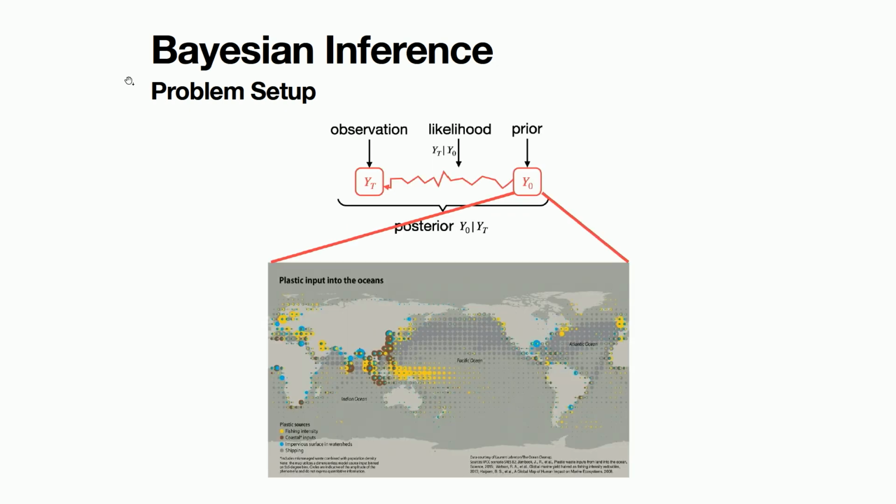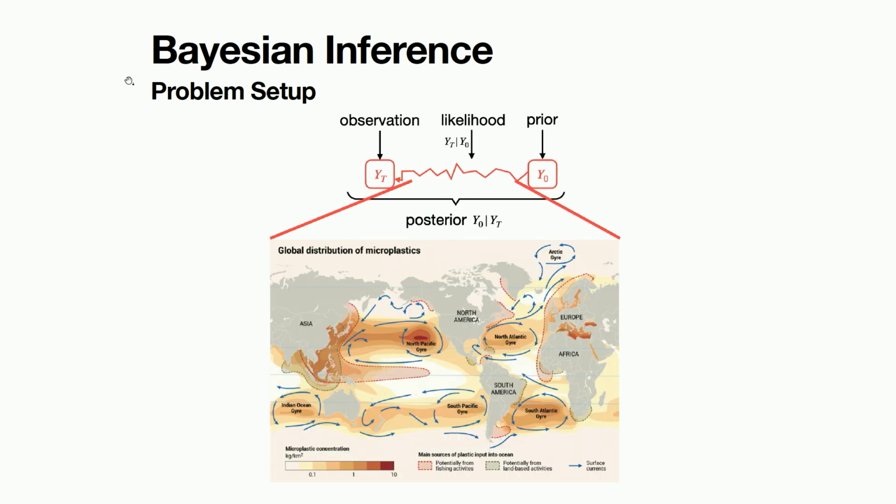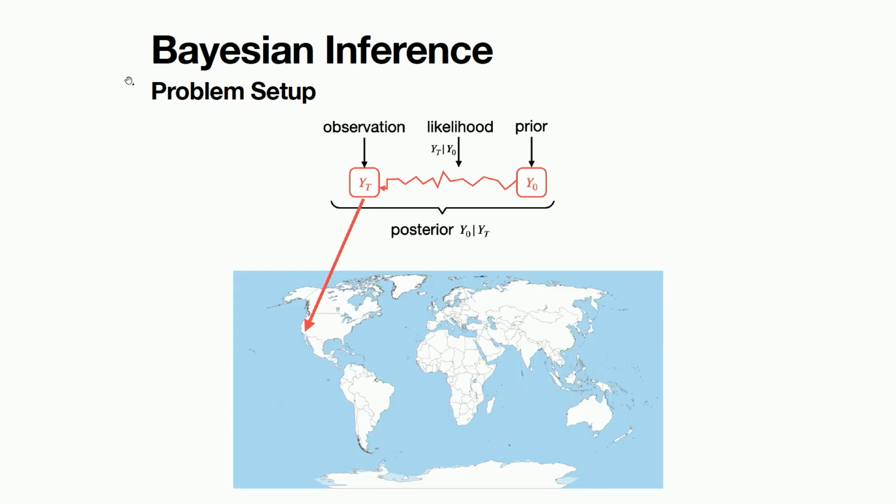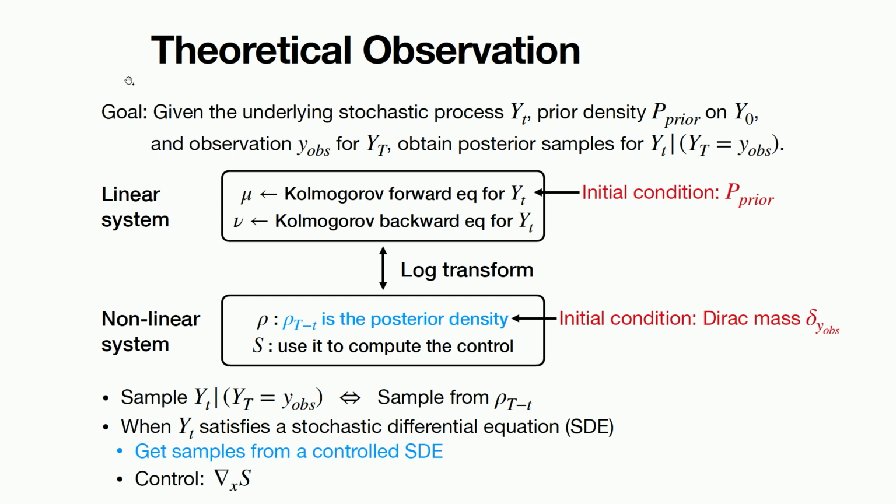To put in a more realistic setup, I would like to explain this by saying how to infer the pollution in the ocean. For instance, the prior distribution may be some data collected by people explaining how the plastic pollution is distributed in the ocean. And the likelihood is how the plastic pollution evolves with respect to time. That is related to how the current evolves in the ocean. And the observation is, for instance, we observe some plastic pollution near the California area. And then we want to infer the history. We want to know where that pollution is coming from. So we want to infer the past. This is how we set up our Bayesian inference problem.